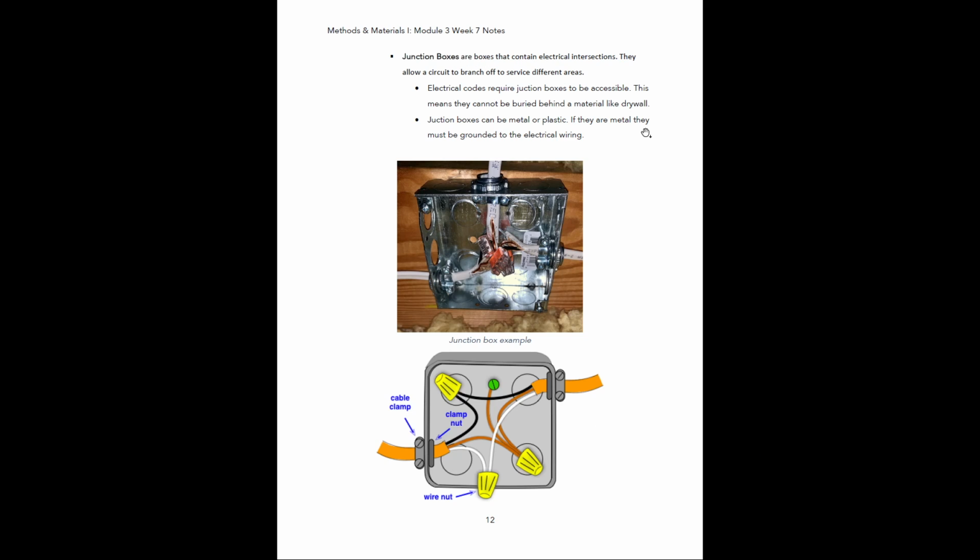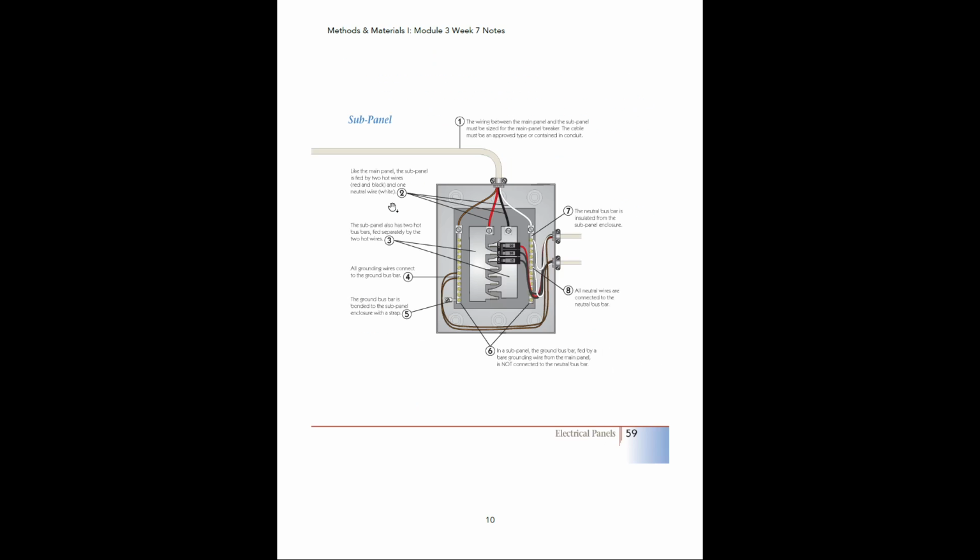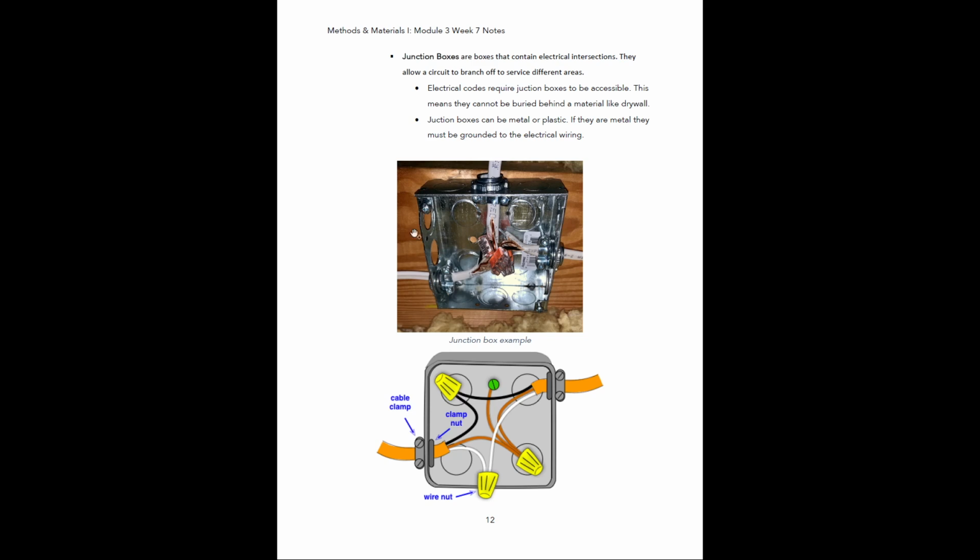All right, junction boxes. So these are going to be boxes that contain electrical intersections. They allow a circuit to branch off to service different areas. So these are kind of similar to that sub panel that we were looking at here, except they don't have breakers and things like that tied to them. They're basically just either a metal or a plastic box that houses these intersections where the circuit comes in and then it needs to branch off and go 2 different directions.